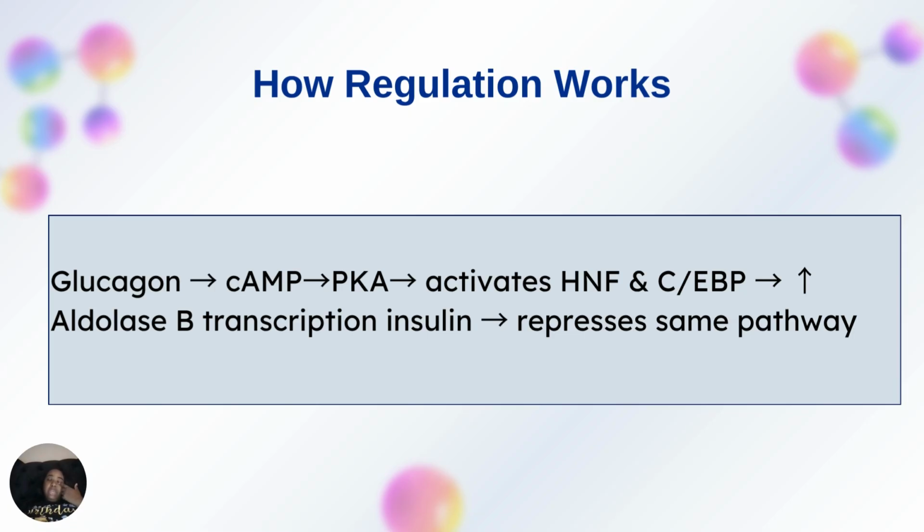Now we have another checkpoint. I want to know which hormone, either insulin or glucagon, stimulates gluconeogenesis. Now that we've seen how these signals regulate aldolase B, let's connect this back to tissues where each isoform plays a specific role.